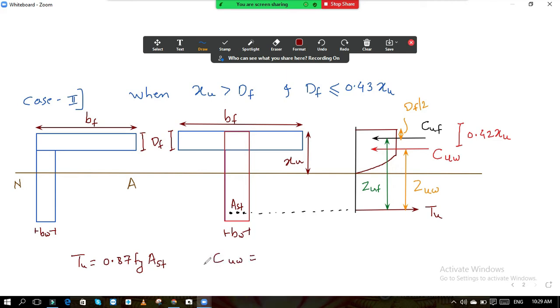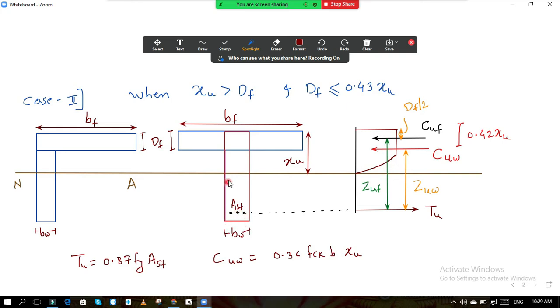So how will we calculate this CUW? We know that for CU, what is the formula? 0.36 FCK B into XU. Okay, so B into XU is nothing but the area, and 0.36 FCK is the stress. This we have already studied. But the area was B into XU previously. But now what is the area?